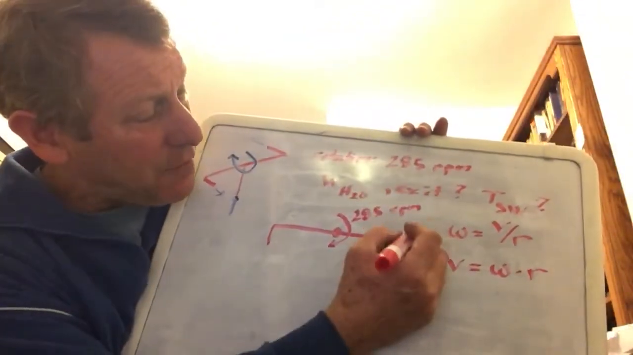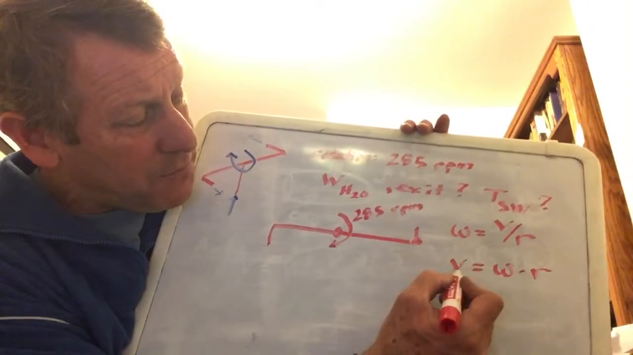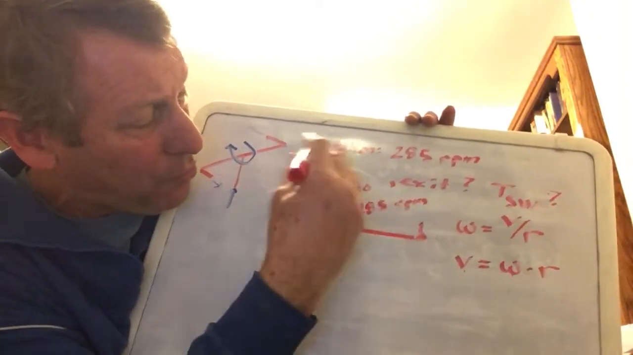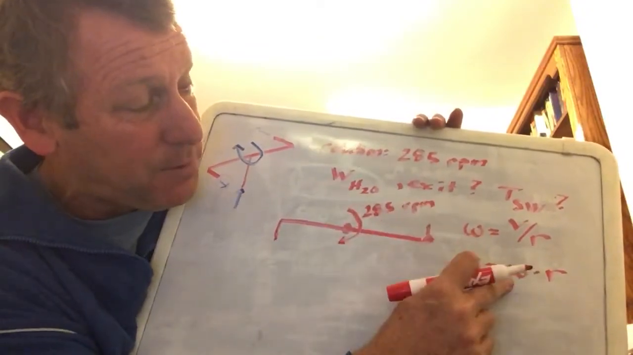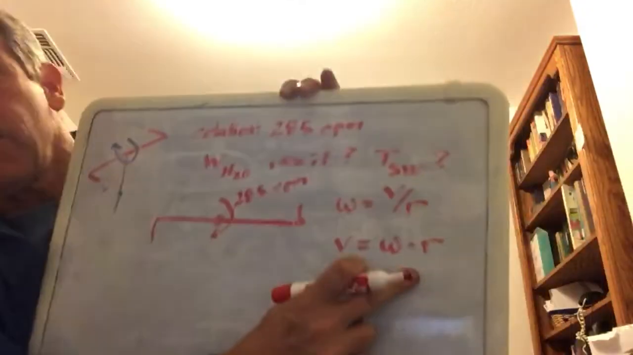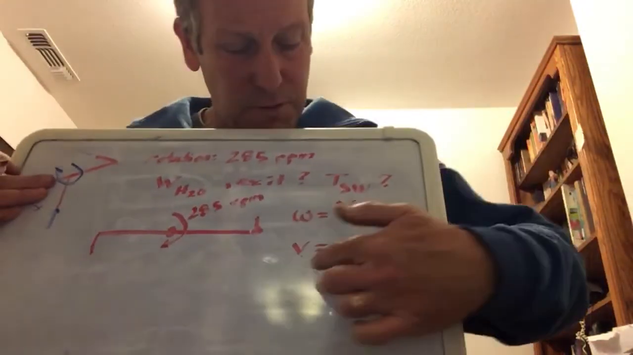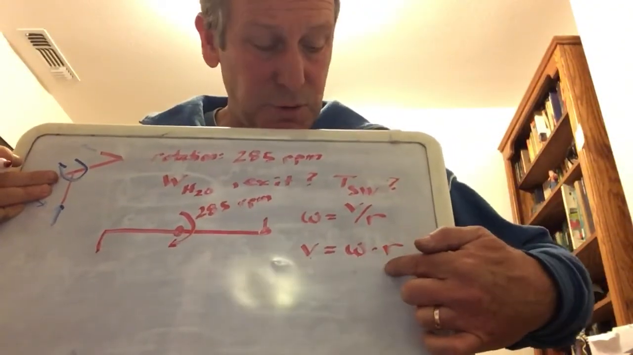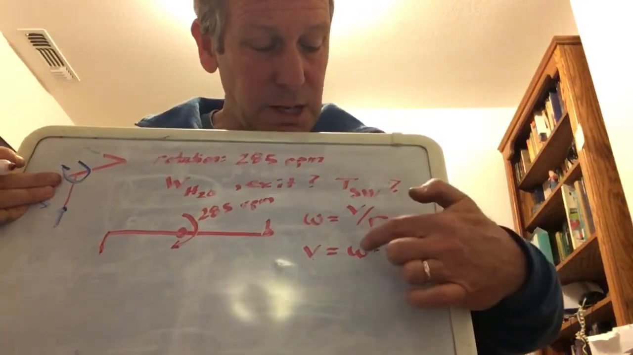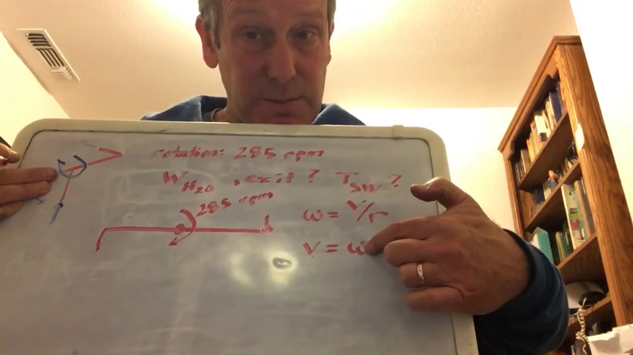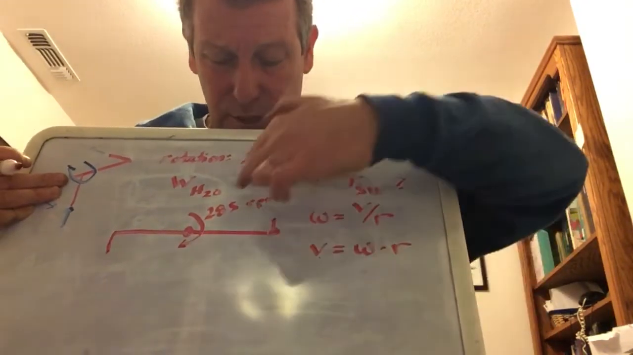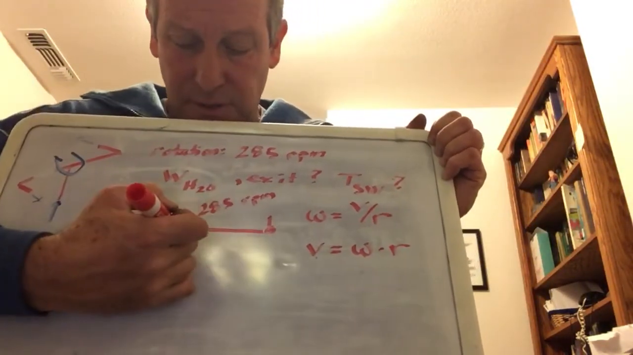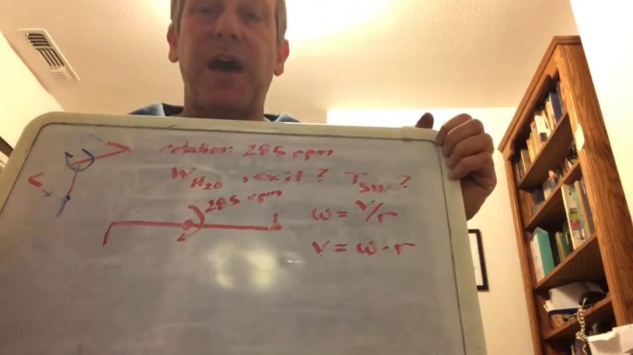So if we're trying to figure out the speed of this point right here, we can figure out the speed by taking the angular speed of this whole device, and that's the 285 RPM, and multiplying by the radius. Note this angular speed needs to be in radians. So you're going to have to take this 285 RPM and convert it into radians. Reminder, the distance was 1 foot. We made the math real easy.